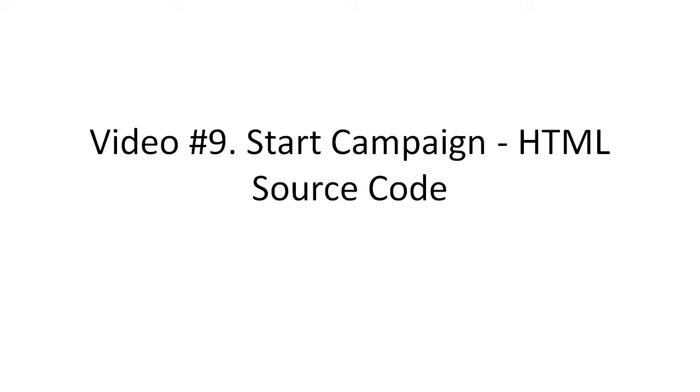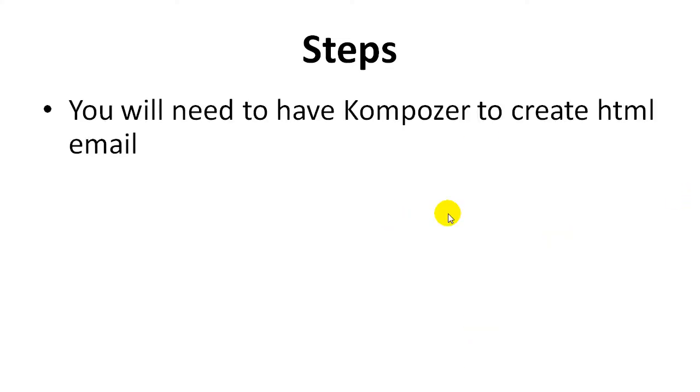In this specific video, I'm going to talk about starting a campaign with Mailjet by using HTML source code. In order for this to work, you're going to need to follow the following steps. You're going to need to have Composer, which is an HTML editing tool, to create an HTML email. And it's actually very easy to use. If you've used Microsoft Word and you're familiar with that, it's just as easy. It just requires you to do a few more steps.